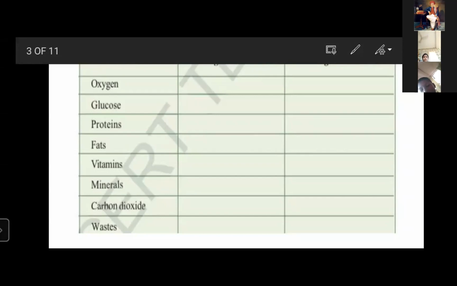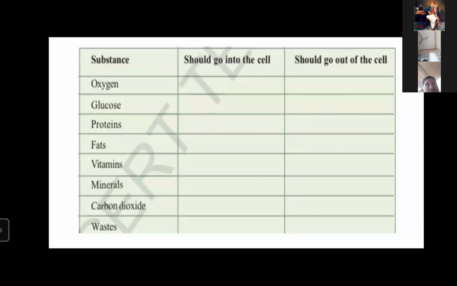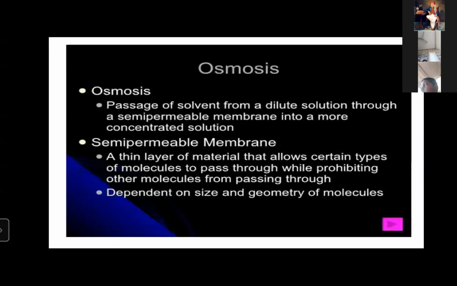You know that cell performs different functions, and for this, different types of substances are required.